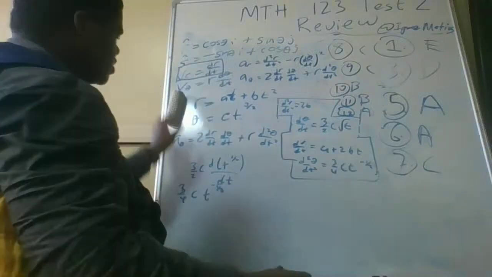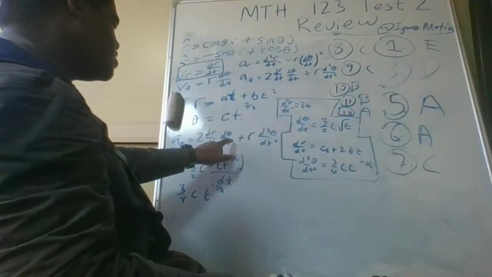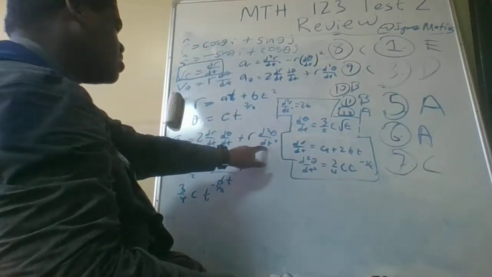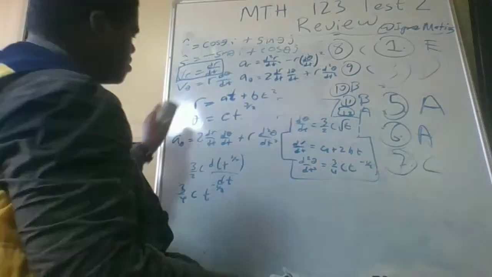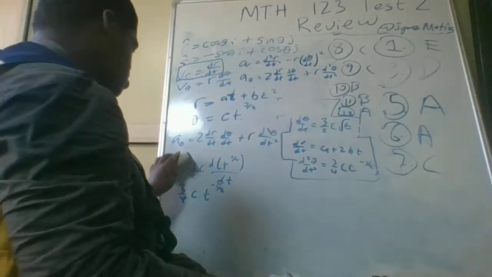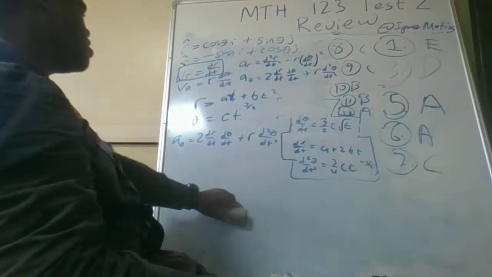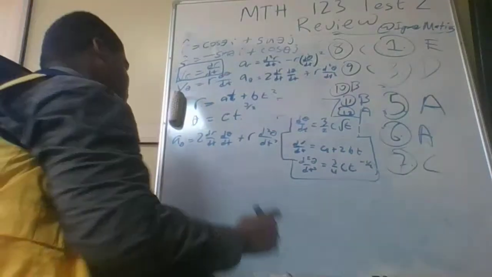Yep. So these are the things we have: r double dot, theta dot, and theta double dot. Okay, we don't need this one anymore, but these are the three things that we need. So now let's solve for our transverse component of acceleration.